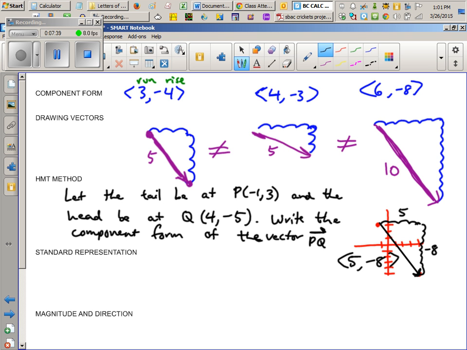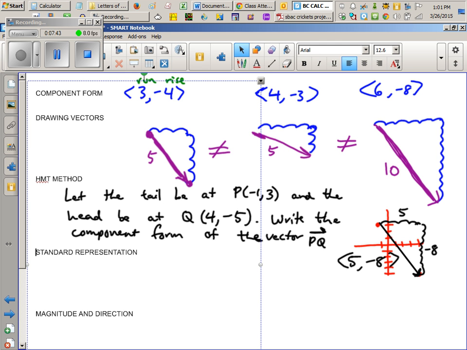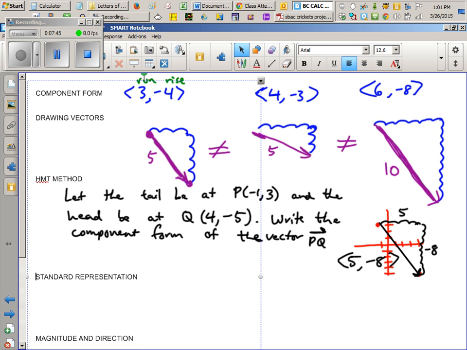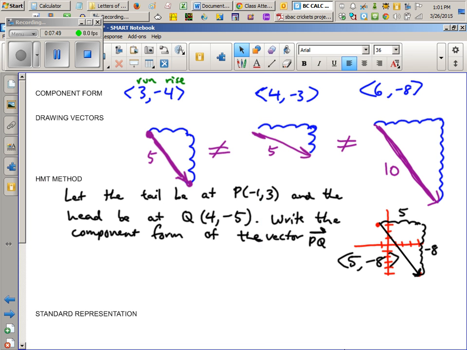But there's a faster way and a better, more reliable way to get that answer. Can someone tell me what it would be? Yeah, it'd be smarter to just do subtraction here. So to get the run, the 5, you could have gotten that by comparing the negative 1 and the 4, right? Specifically 4 minus negative 1. And you could have gotten the other value, the negative 8, by simply doing negative 5 minus 3.